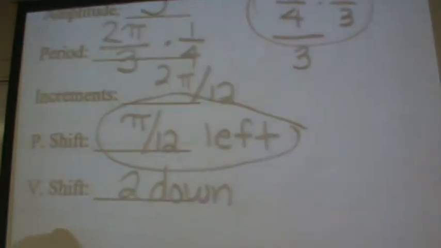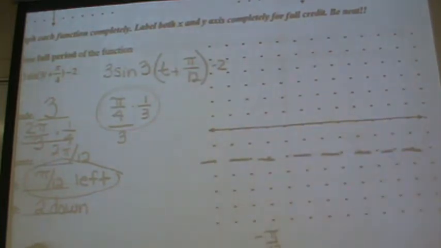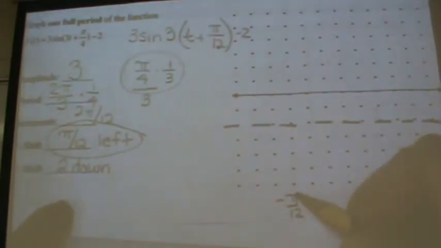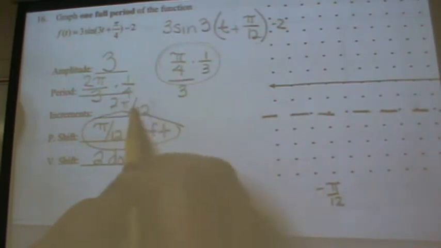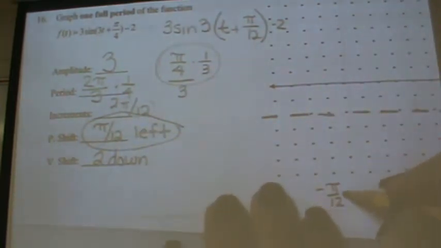So now, let's put it all together. We're starting 2 down. Here's our new x-axis. We're not using that x-axis, we're using this one. We're starting here at negative pi over 12, but we have to count by what? 2 pi over 12. So can you add 2 pi over 12 to this? What do you get?